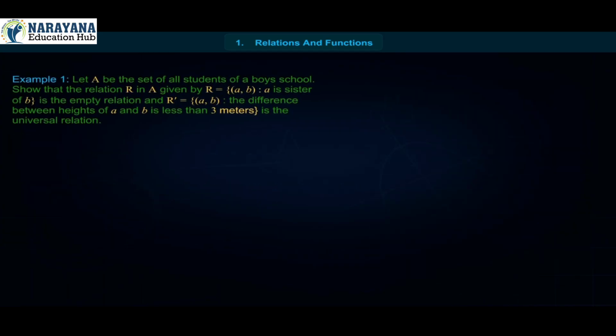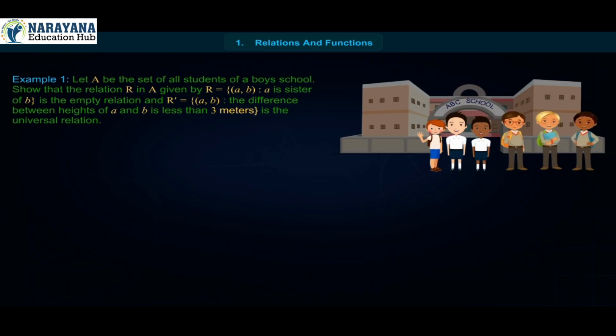Example 1. Let A be the set of all students of a boys' school. Show that the relation R in A given by R = {(a, b): a is sister of b} is the empty relation, and R' = {(a, b): the difference between heights of a and b is less than 3 meters} is the universal relation.